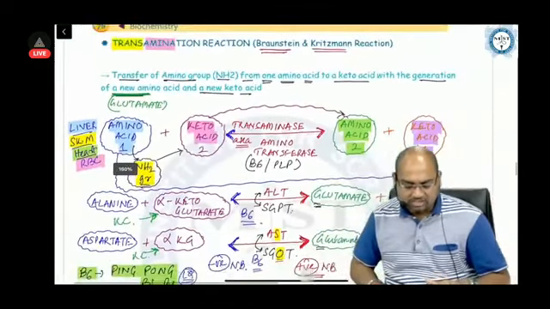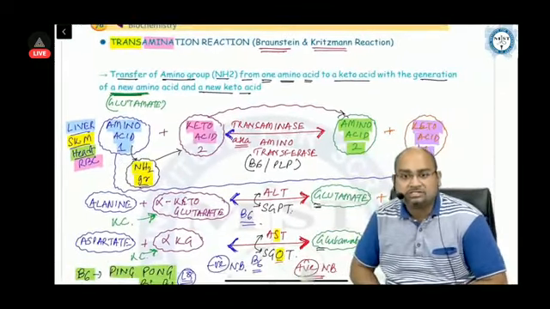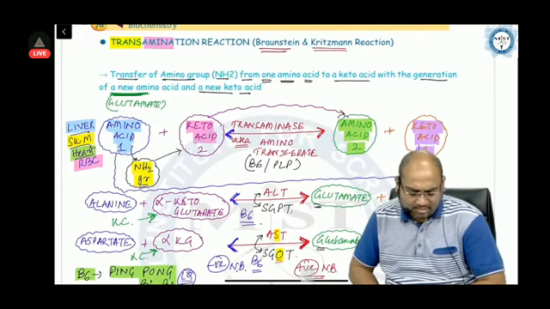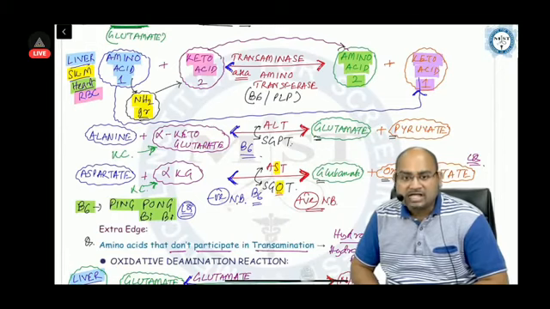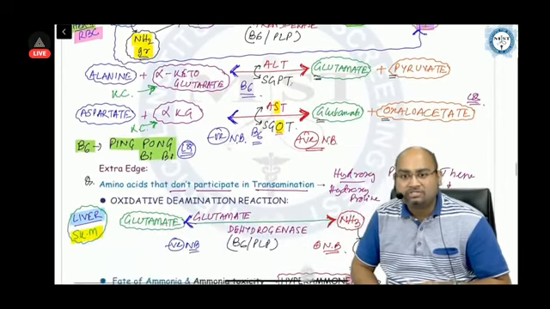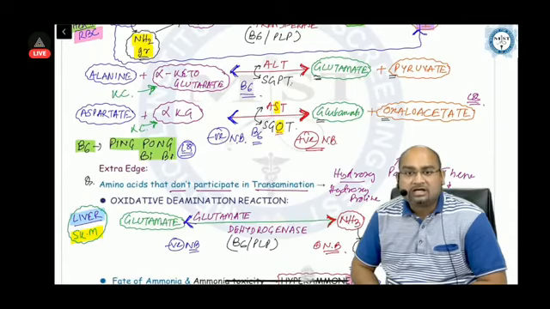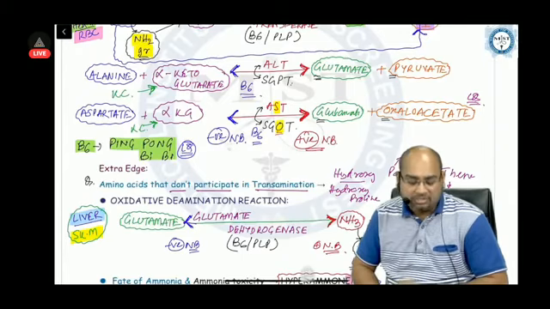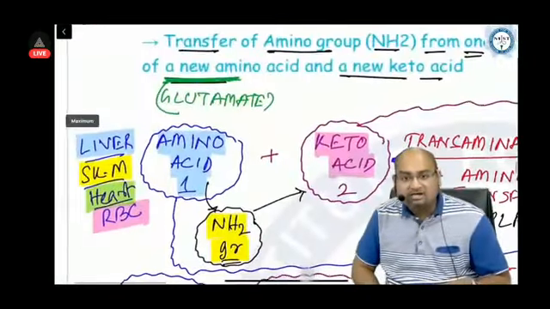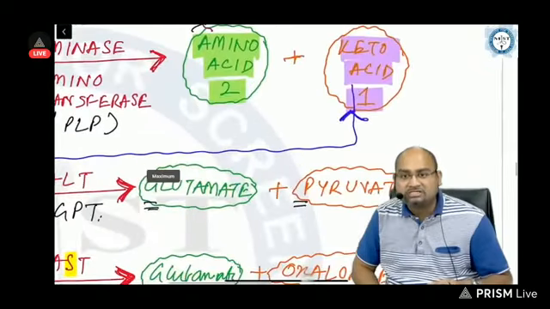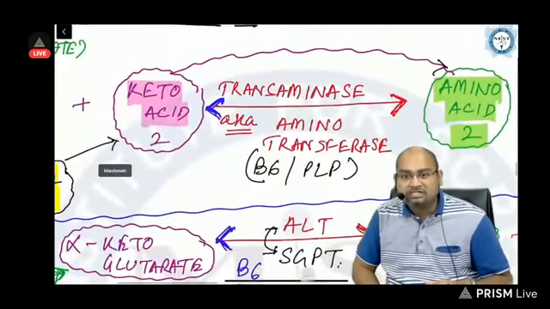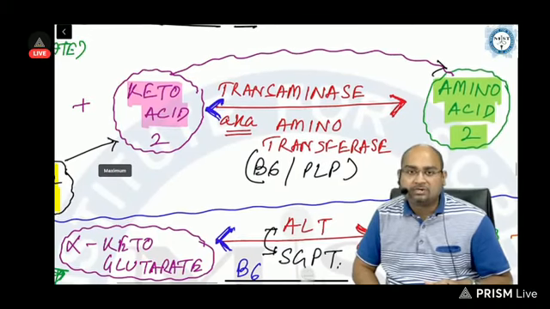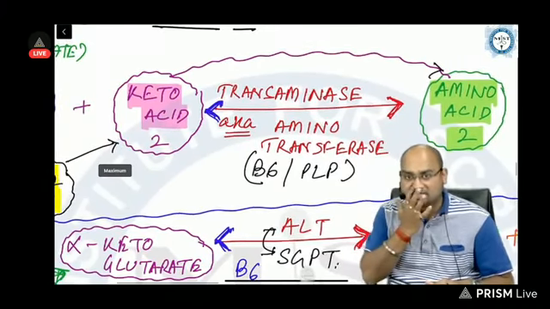Please remember the transamination reaction. Alanine will be changed into pyruvate, alpha ketoglutarate will be changed into glutamate, aspartate will be changed into oxaloacetate, and alpha ketoglutarate will be changed into glutamate. Amino acid number 1 changes to keto acid number 1. Keto acid number 2 changes to amino acid number 2. This is what happens in transamination.